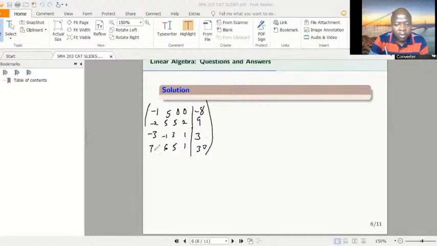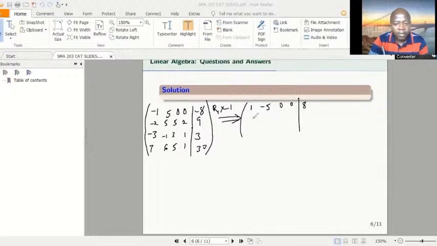So this one does not require a lot of reasoning. It just requires you to create this to be 1. And so to make this one 1, I will want to multiply the first row by -1. So when you multiply the first row by -1, then you'll have 1, -5, 0, 0, 8.